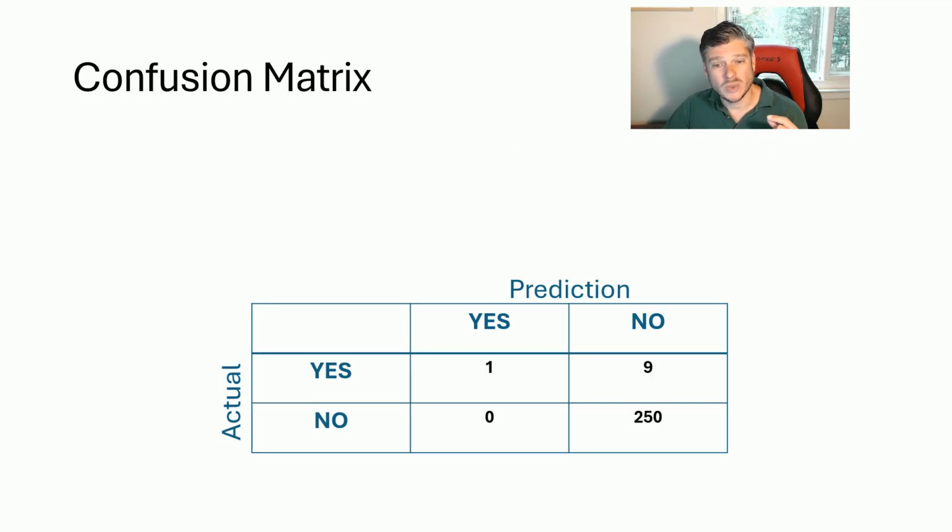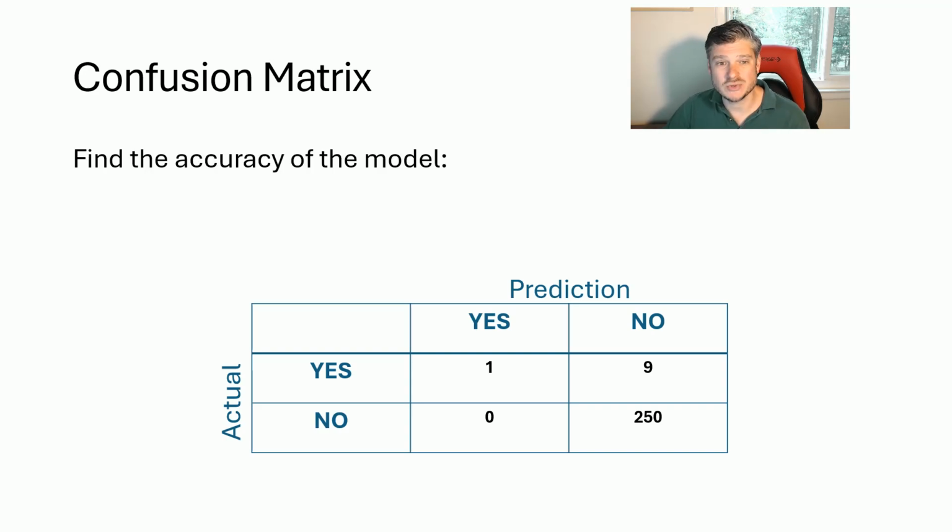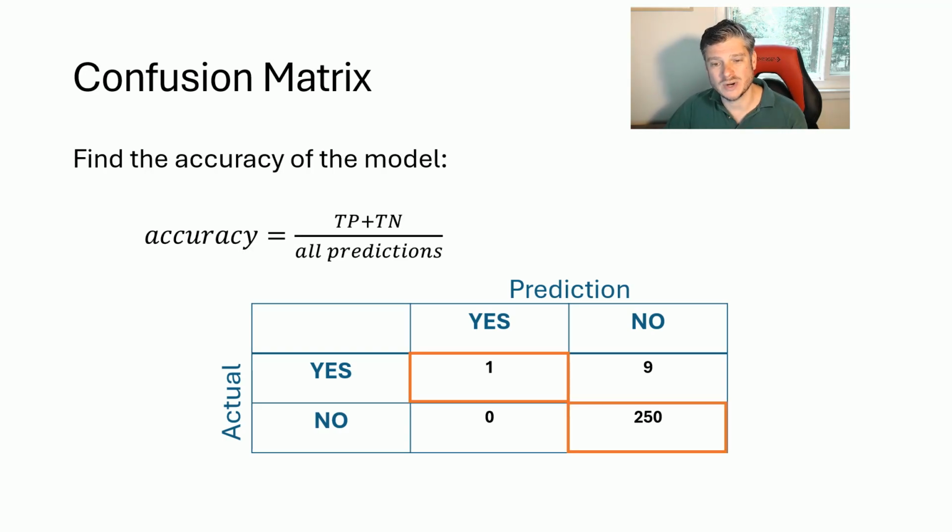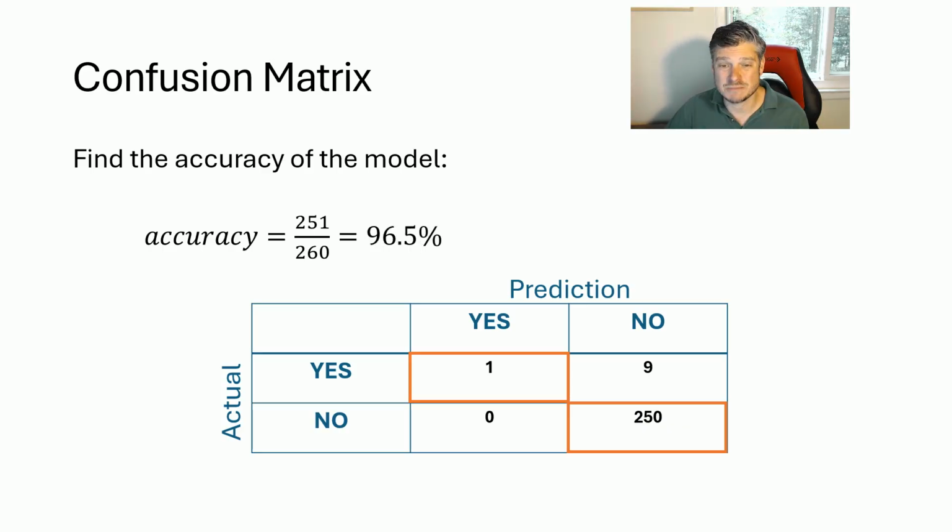So let's start off with the accuracy. Remember, those are going to be the top two, where it's the true positives and the true negatives. If I take a look at this one, I have one true positive and 250 true negatives. So if I add those together, that's 251 out of the 260 total test cases that I ran through. And if I just find that ratio, that is 0.965, or an accuracy of 96.5%.